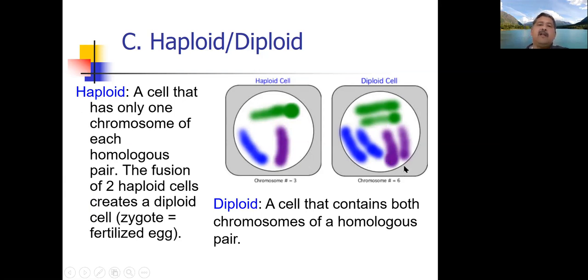We have 46 chromosomes altogether, and we have 23 pairs. So in humans, in a haploid cell, we have 23 unpaired chromosomes. A silly way to remember this is diploid: di means 2, so a diploid cell has twice as many chromosomes as a haploid cell, and a haploid cell has half as many as a diploid cell.